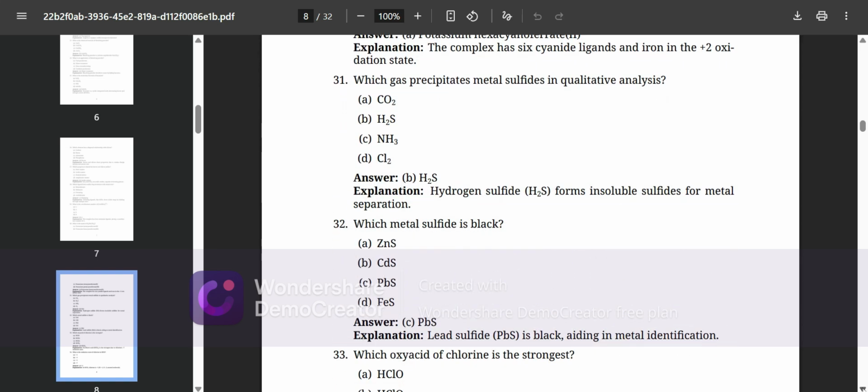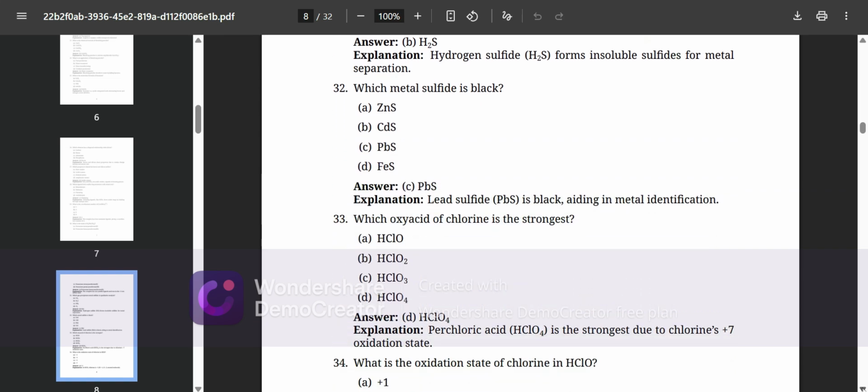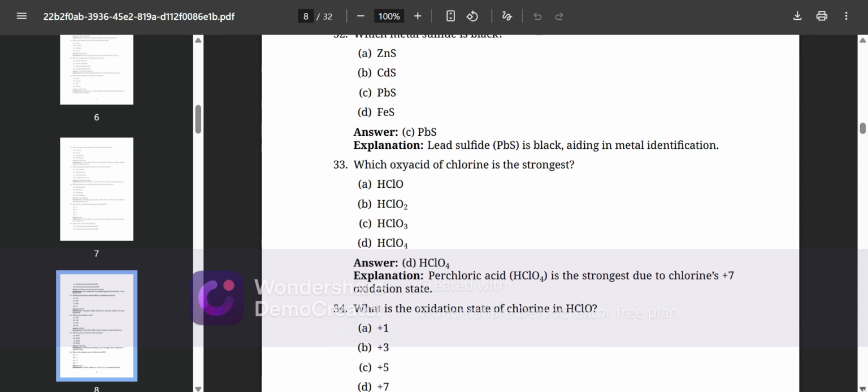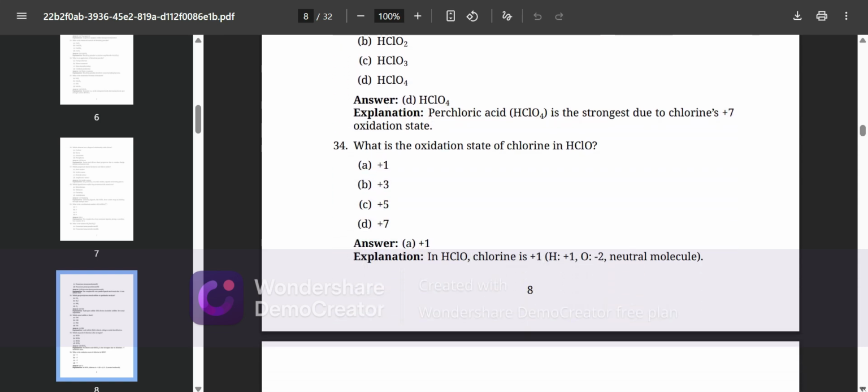Which gas precipitates metal sulfides in qualitative analysis? H2S. Hydrogen sulfide H2S forms insoluble sulfides for metal separation. Which metal sulfide is black? PbS. Lead sulfide PbS is black, aiding in metal identification. Which oxyacid of chlorine is the strongest? HClO4. Perchloric acid HClO4 is the strongest due to chlorine's +7 oxidation state.